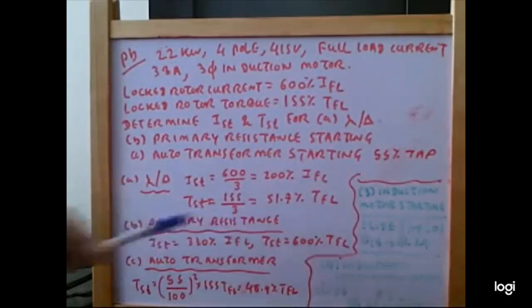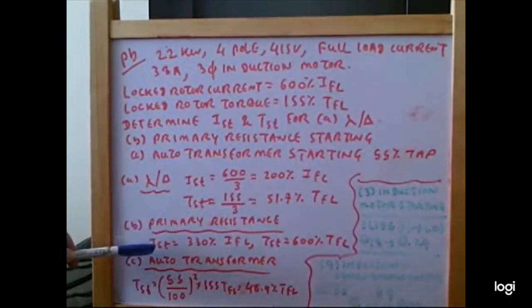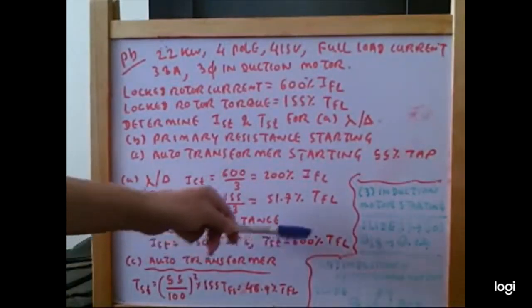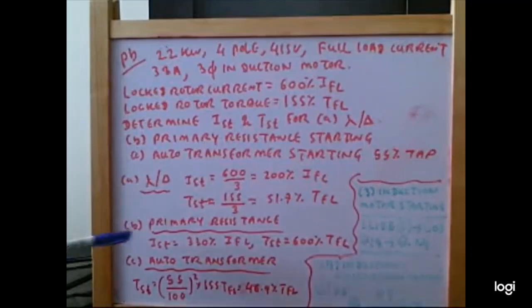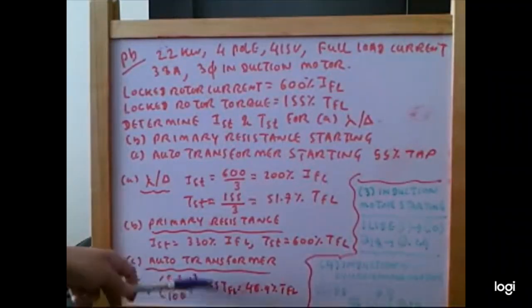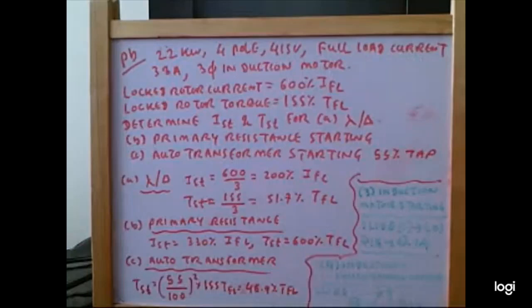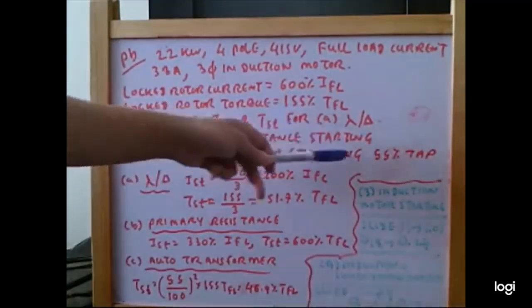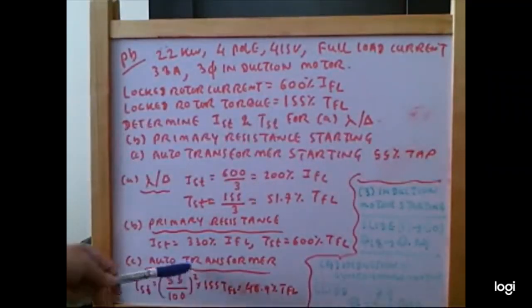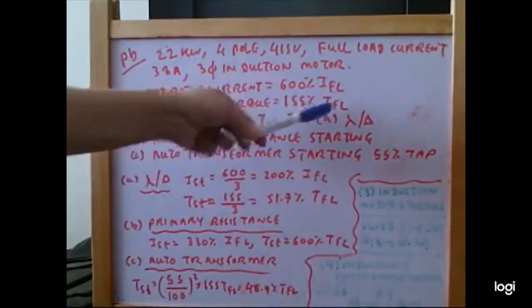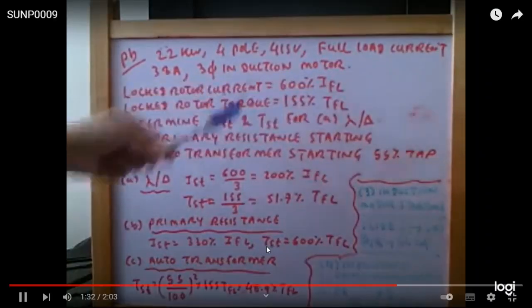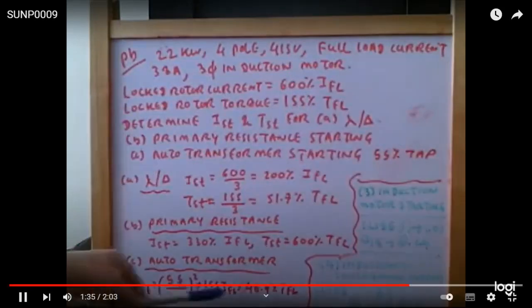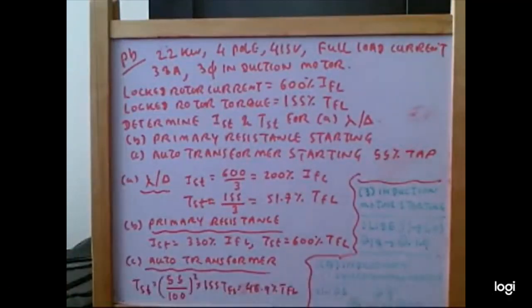Now we use a primary resistance starter. The starting current is 330% of the full load current, and the starting torque is 300% of the full load torque. For the auto transformer starter, the starting torque is the tapping voltage percentage over 100, squared, times the starting torque of the direct online starter. In this case we use 55 percent, so 55 over 100 squared. Starting torque 155, so 155 times 0.55 squared, and by solving this one, 46.9% of the FLT. So this is the problem.